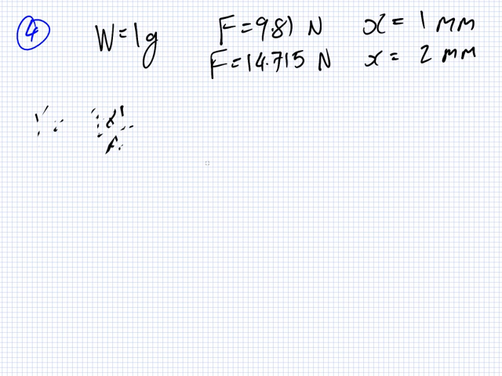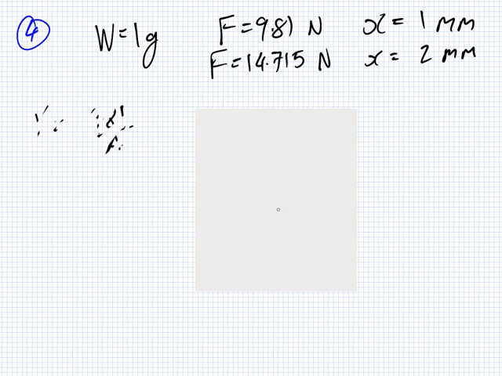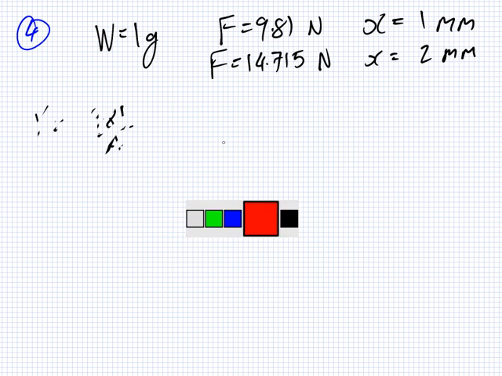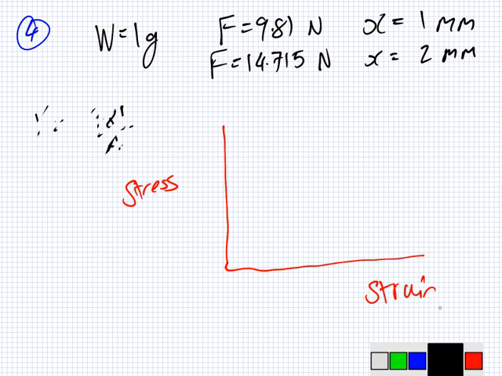Let's see what happens if we try to graph it. Alright, do you remember what goes on the x-axis? I think it was stress, wasn't it? Or no, it was strain. Stress. And strain was extension over length, and stress is force over area.